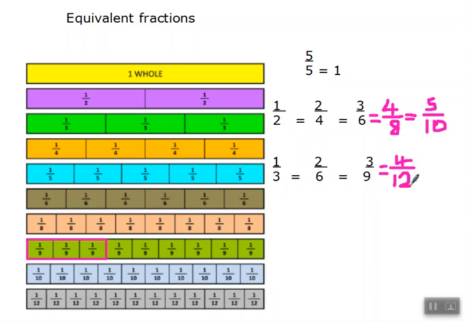Now we can check if we're correct there because we've still got the equivalent rectangle, so we know that's equivalent to a third, and if we move it down to the twelfths, we can see there that in fact 4 over 12 is equivalent to a third.